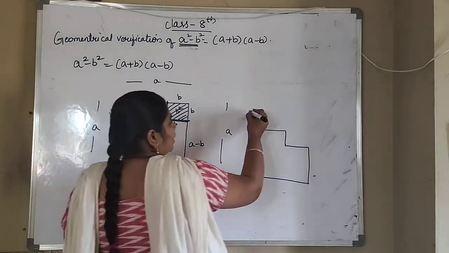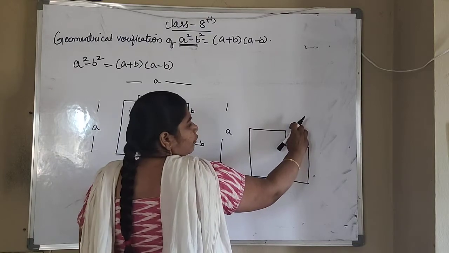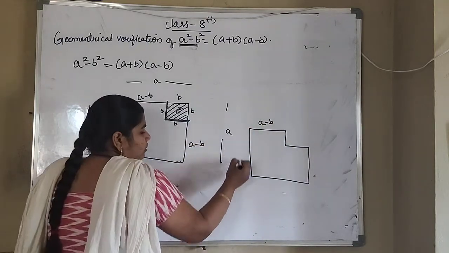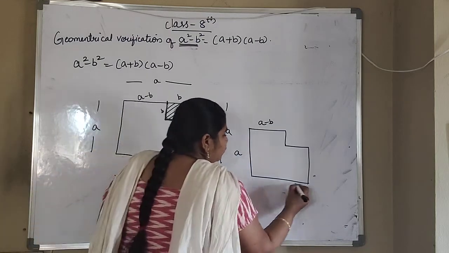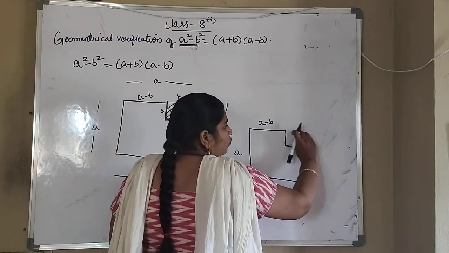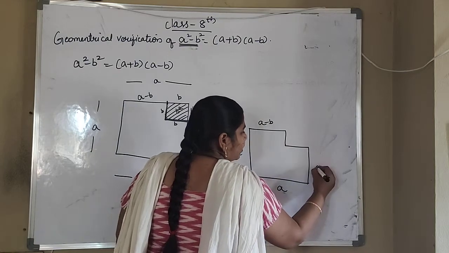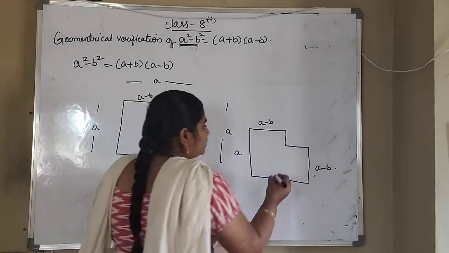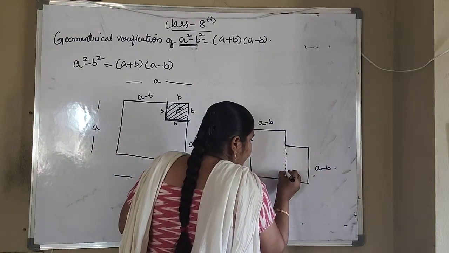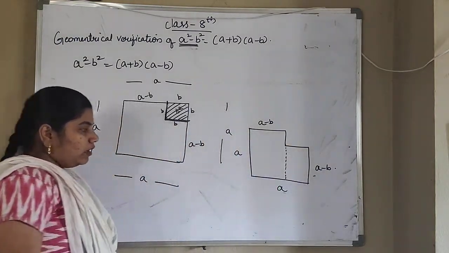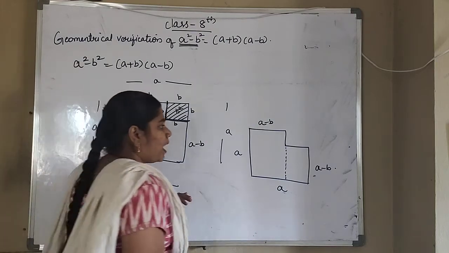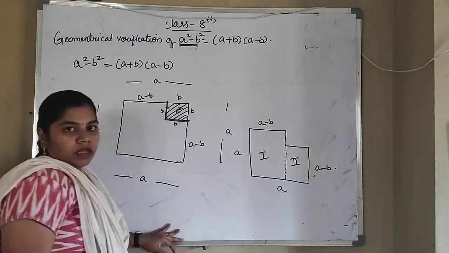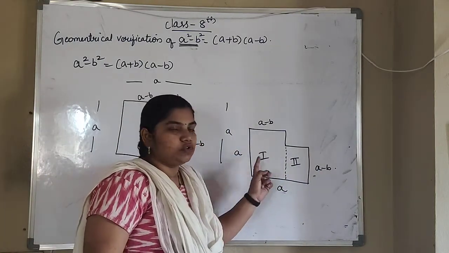So this total length will be a, and from that you have removed the b part. What is the length here? A minus b, and this full length will be a. I have removed the b part, so what is the remaining part here? That is a minus b. Now I am dividing this figure into two parts. This is the first part and this is the second part. Now we have to find the area of these two parts.